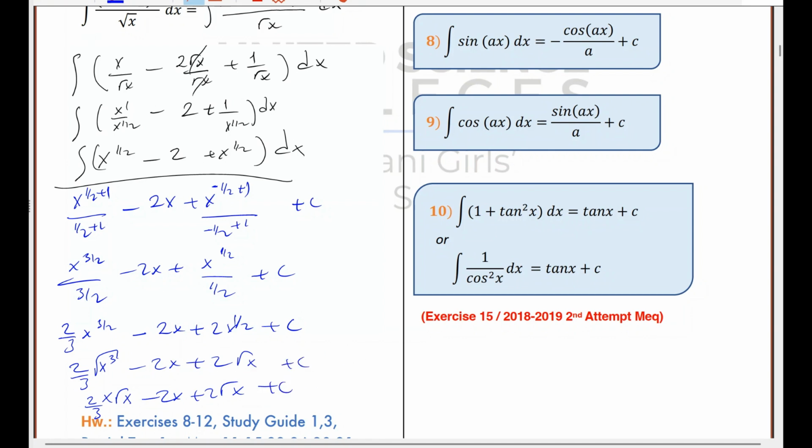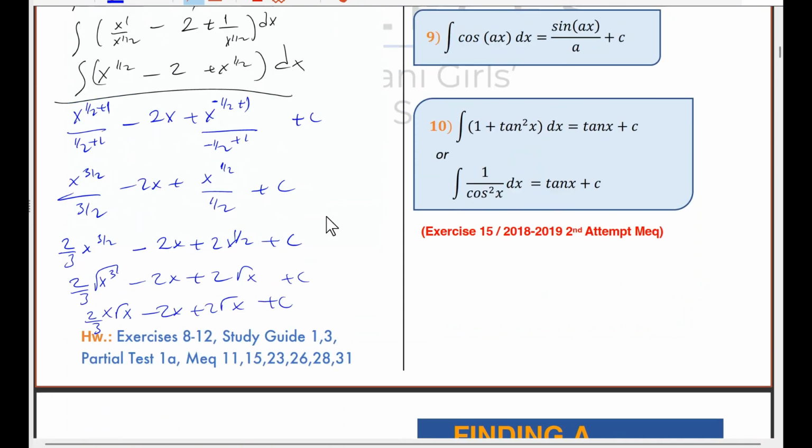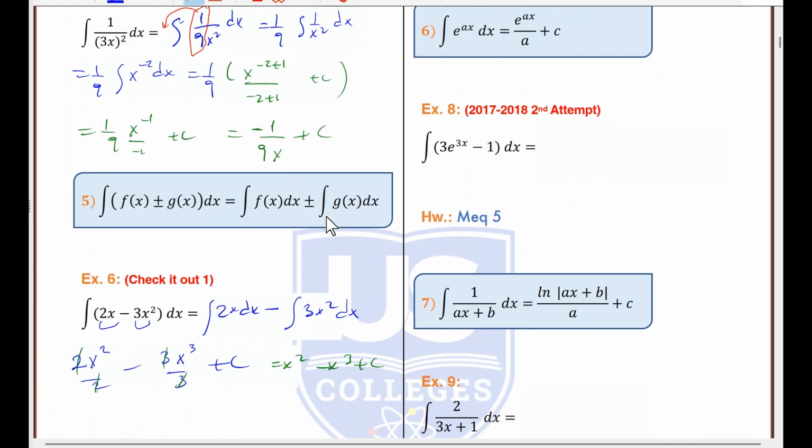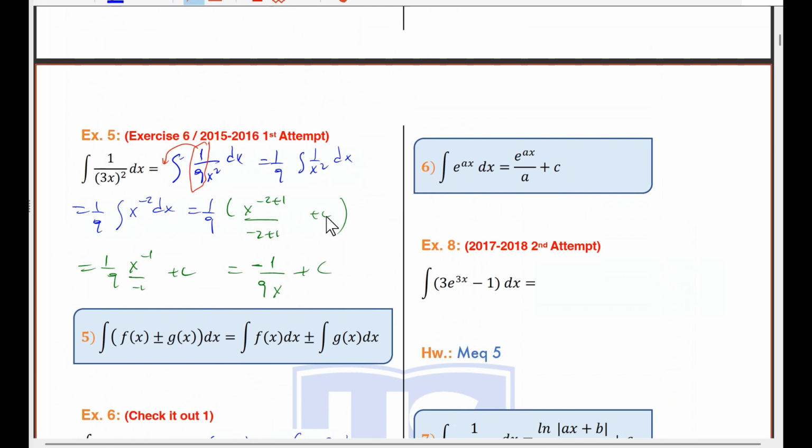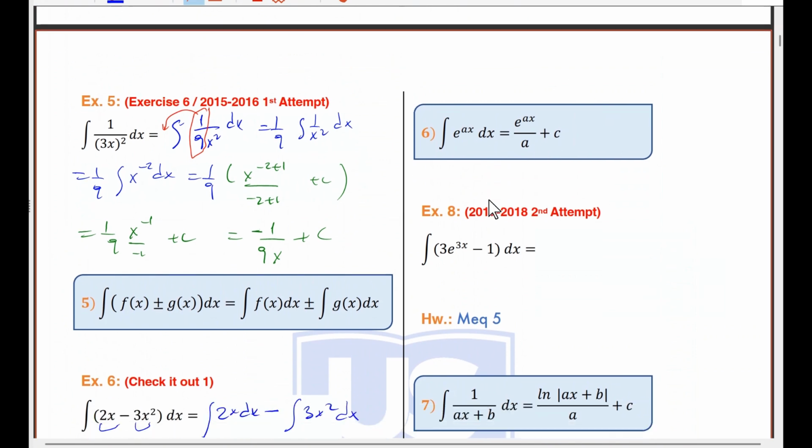Okay, this complicated looking question's answer became this. To make sure you get the same correct answer, you can take the derivative and see if it gives you this inside function. Okay, we are done with the fifth property. Sixth property, exponential rules.